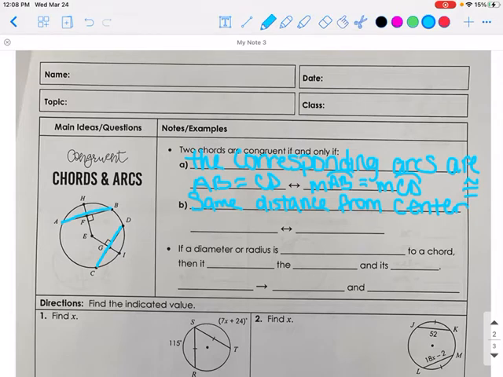So again, AB would be equal to CD if, notice the center's at E, so we're going to focus on those two little segments right there, if FE is equal to EG, or sorry, GE.